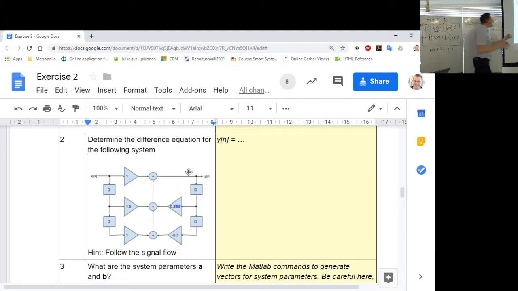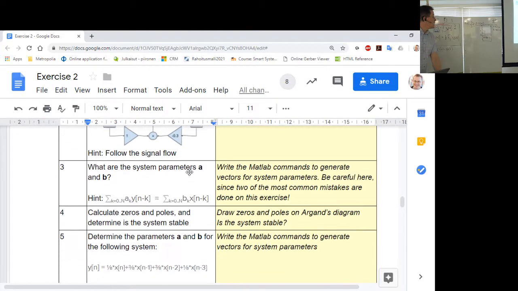So you just follow this diagram. Actually, if you double click the diagram, you can get it bigger. So basically just follow the signal flow. That's simple on the second part.